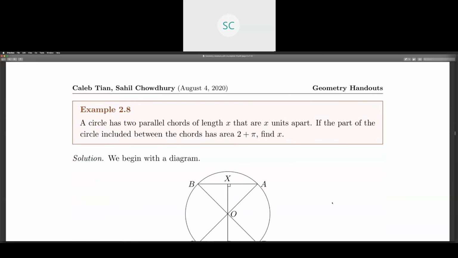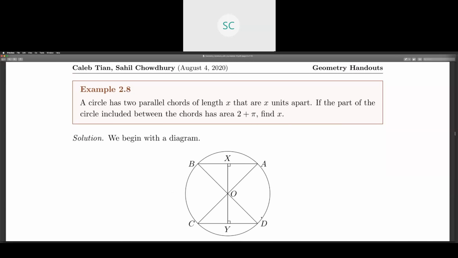So I'm going to go ahead and give you guys the diagram. Ignore X, O, Y for now. I'll talk about those later, but a good way to start is to just draw BA and CE. Those are the parallel lines of length X. And then connect those to center O. And then try to make some guesses about some angles.